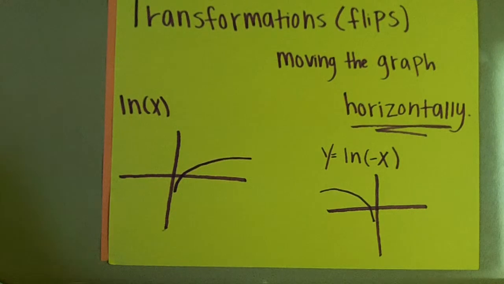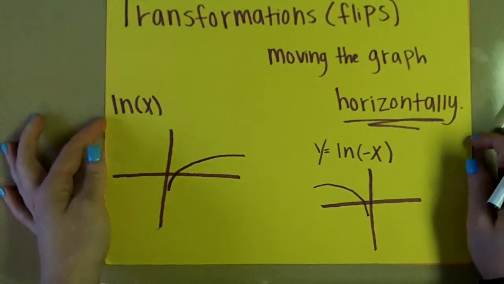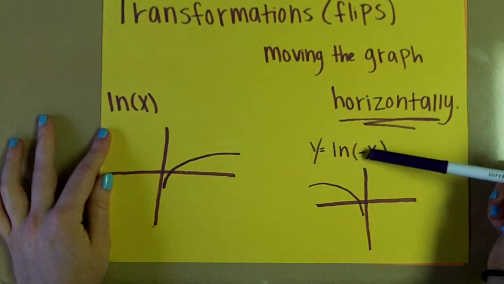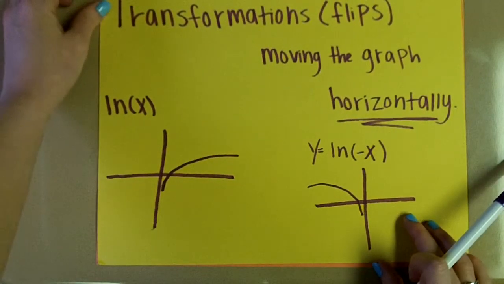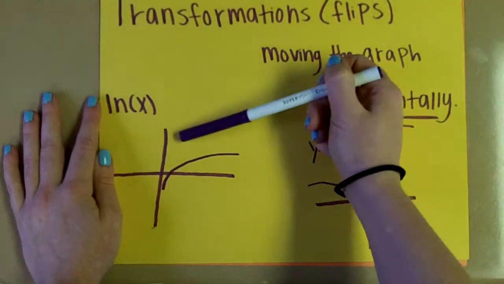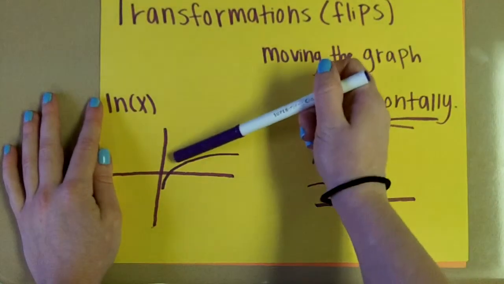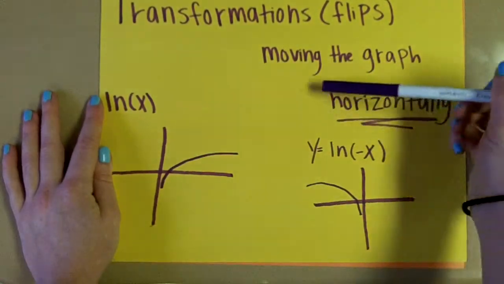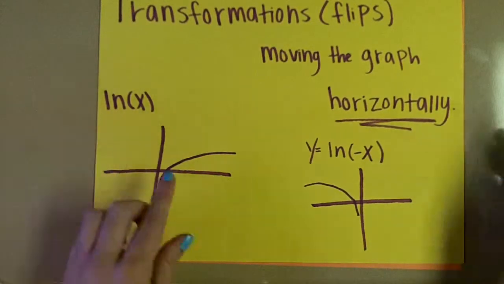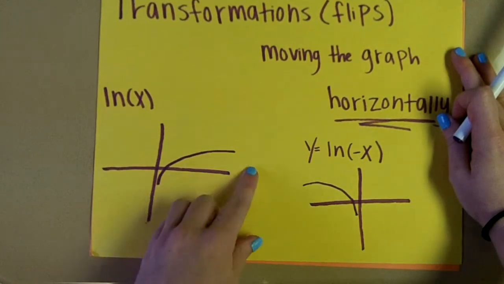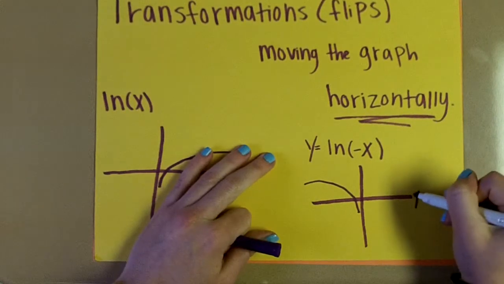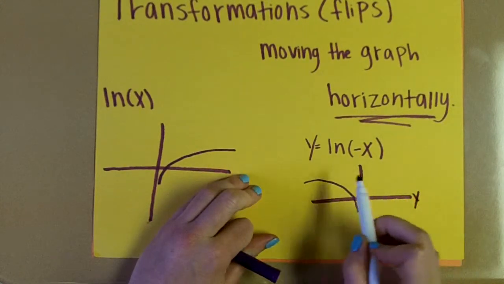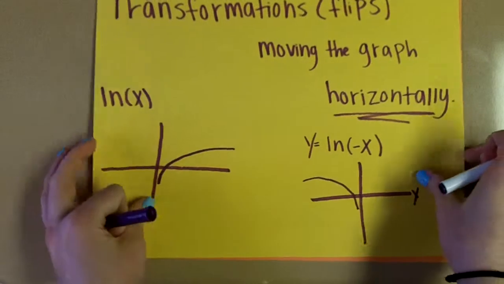Now we're flipping it horizontally, which means that we're placing the negative sign right in front of the x. So when you want to flip something horizontally, you place the negative sign right in front of the x. So here's the normal ln of x function graph. And here's when we flipped it horizontally. So as you can see, horizontally means over the y-axis. So here's the y-axis, and it's flipped over the y-axis.